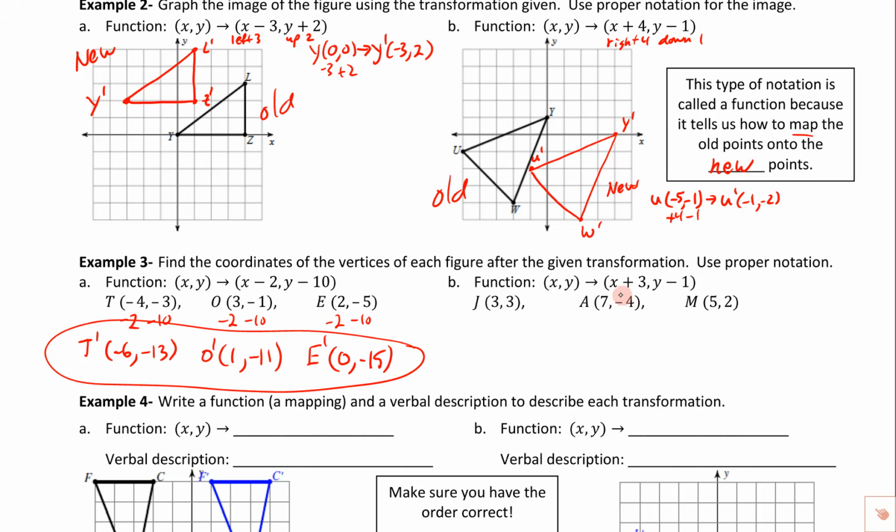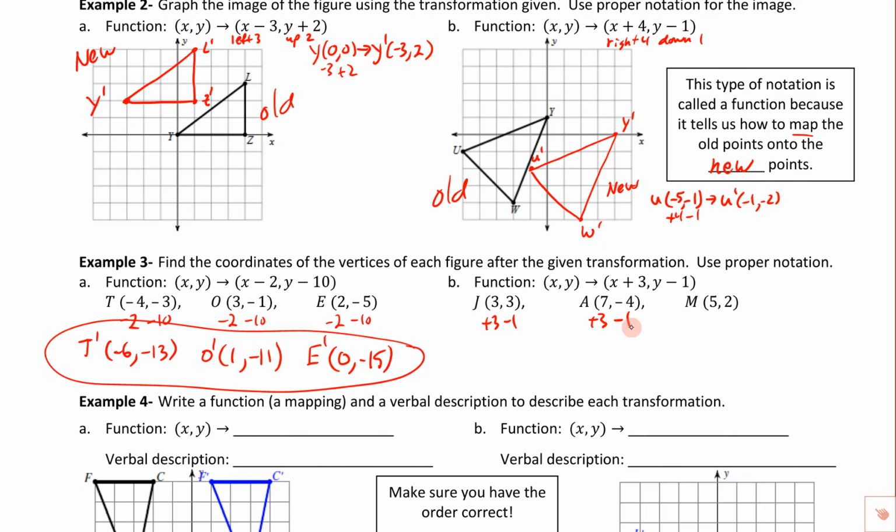And then on this one, we're supposed to take every one of the x coordinates, and the new x coordinate is going to be the old one plus 3. So whatever the old x coordinate is, we're going to add 3 to it. So I'm going to add 3 here, and every y coordinate is going to get 1 subtracted from it. So we're going to subtract 1. So I'm going to go ahead and write down what we're going to do to each one of these coordinates.